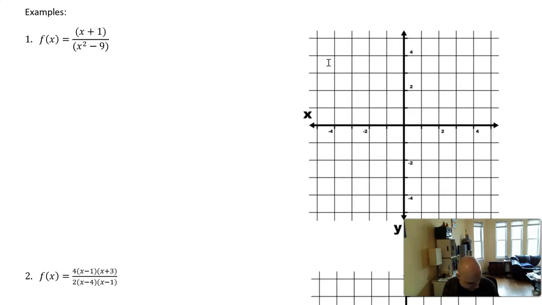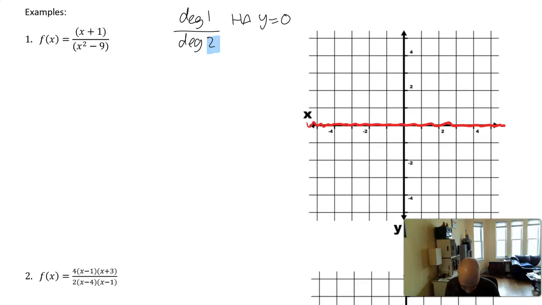So, first step is look at the end behavior. So we have a degree 1 over a degree 2. So this is going to have a horizontal asymptote of y equals 0 because it's bottom heavy. The degree on the bottom is more. So horizontal asymptote of y equals 0. Again, this is kind of like the last example.